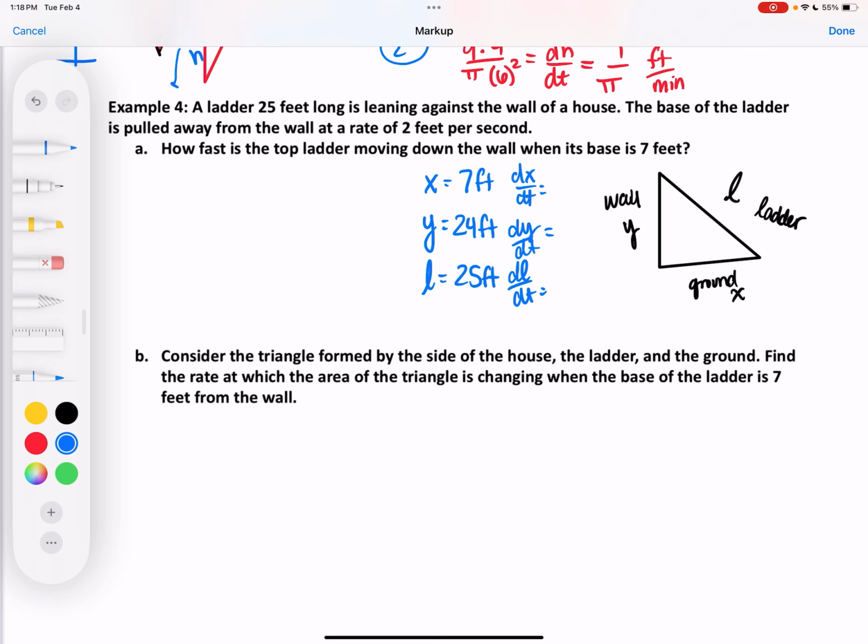Now, dx/dt, I know that the base is being pulled away from the wall at 2 feet per second. So that means dx/dt is 2 feet per second.